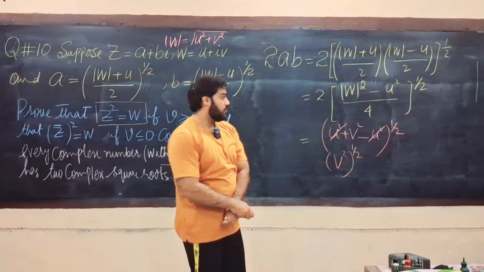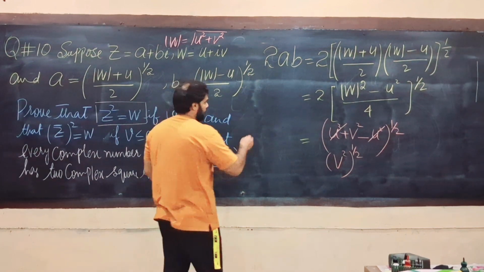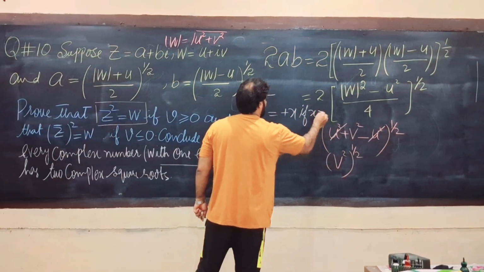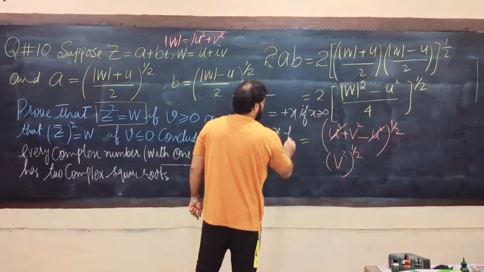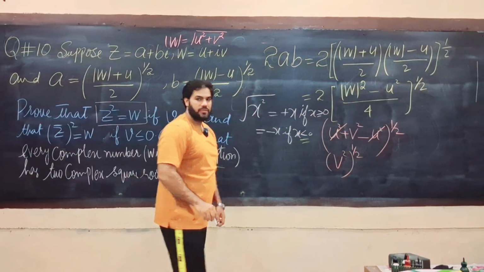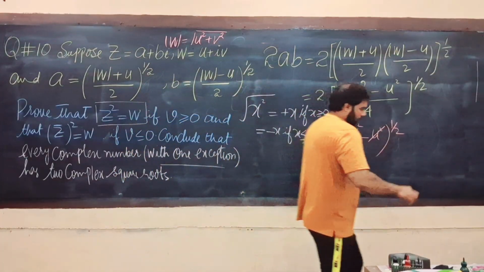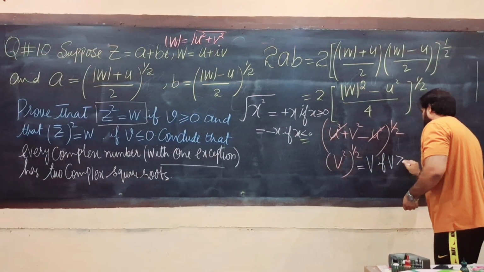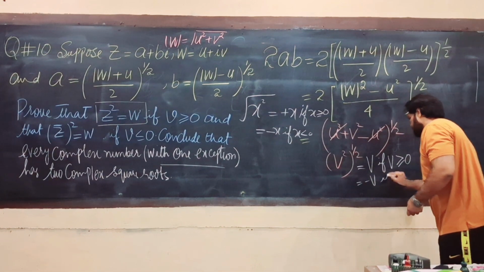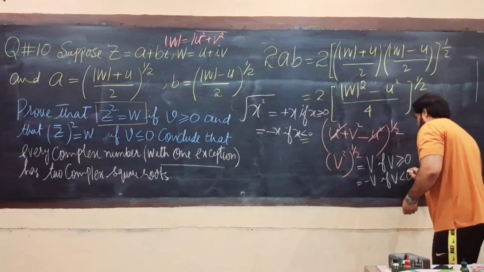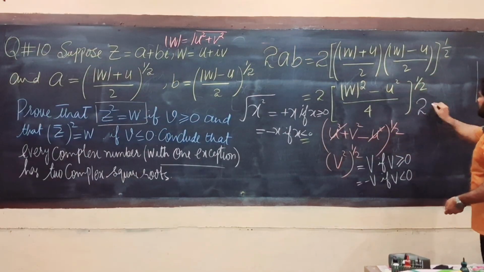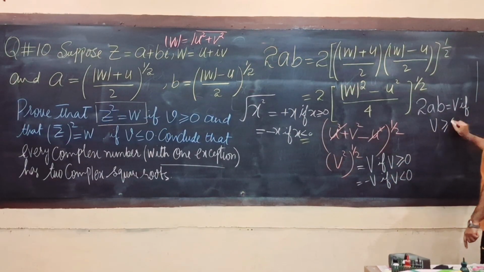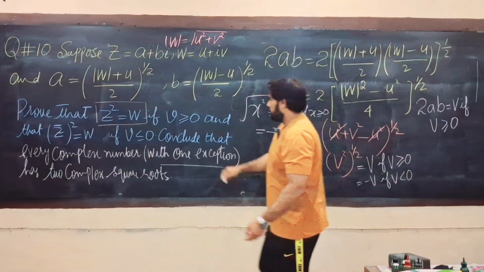Now there are two possibilities here. You know the definition of square root says the square root of x square is equal to positive x if x is greater than or equal to 0, and this is equal to minus x if x is less than 0. So applying this definition over here, we can write this is equal to v if v is greater than or equal to 0, and this is equal to minus v if v is less than 0. So this implies your 2ab is equal to v if v is greater than or equal to 0. That is required.